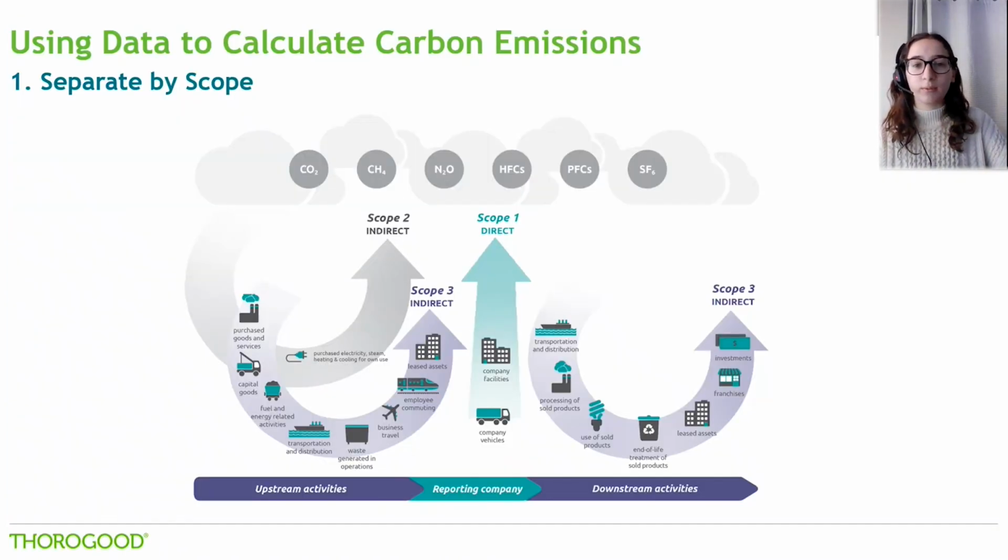The first thing you might want to do when calculating your carbon emissions is to break them down by scope. If you're not familiar with this term, scopes are a way of categorizing business emissions. Scope 1 includes direct emissions from entities owned by an organization. So, for example, emissions from furnaces in a manufacturing plant or from the trucks used in shipping a product.